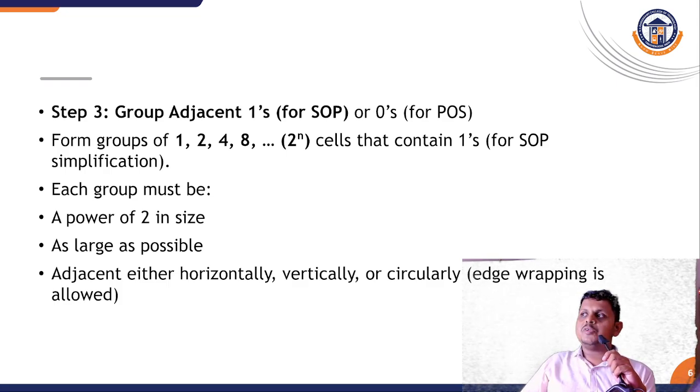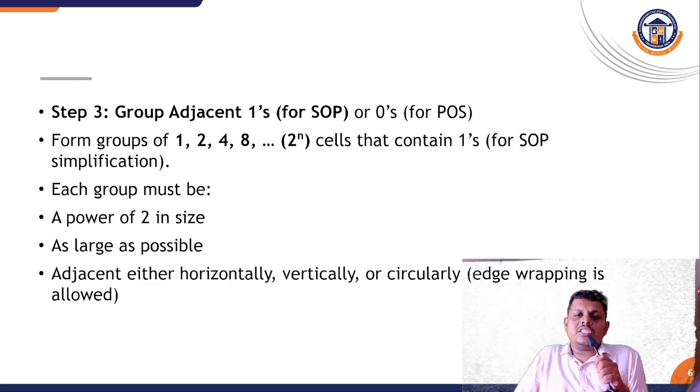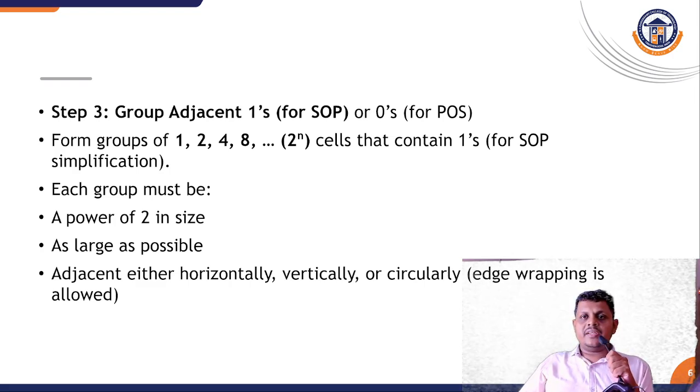As large as possible means we map 8 ones, or 4 ones, or 2 ones, starting with 8 ones first. Groups are adjacent either horizontally, vertically or circularly, so edge wrapping is allowed. This is the method for mapping the ones.